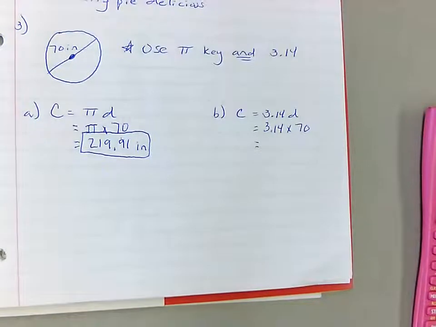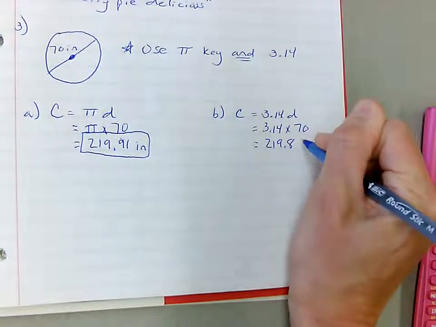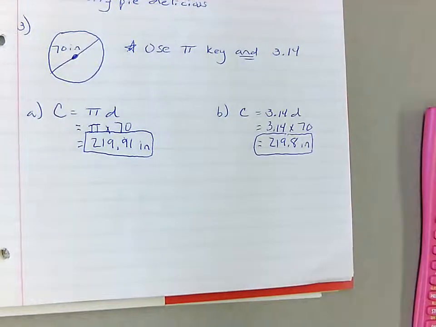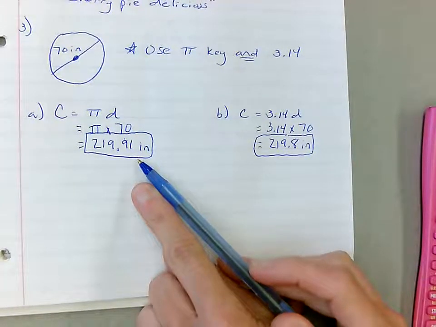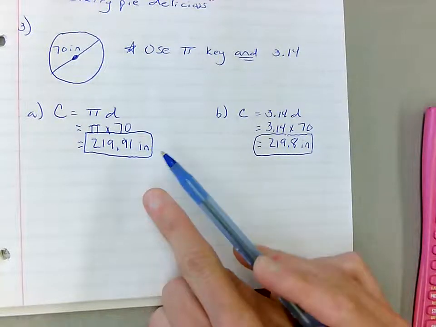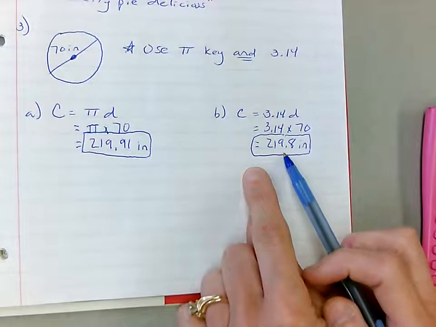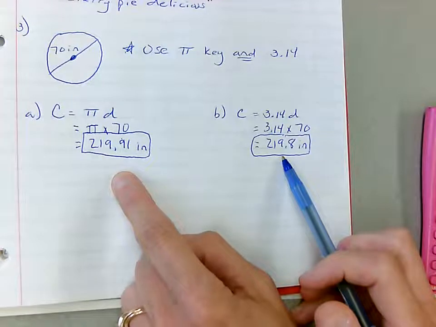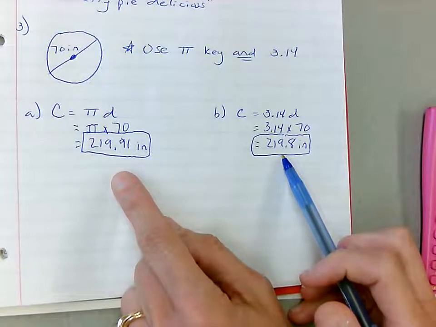So 219.8 inches. When you compare the two, right, we look at the two answers. Letter A was using the pi key. It gives you the most accurate answer you could possibly get using that pi key. And letter B is the rounded version of it, right? So it's a rounded answer. Are these two answers still close? Absolutely they are. They're off just a tiny little bit, and that's okay.